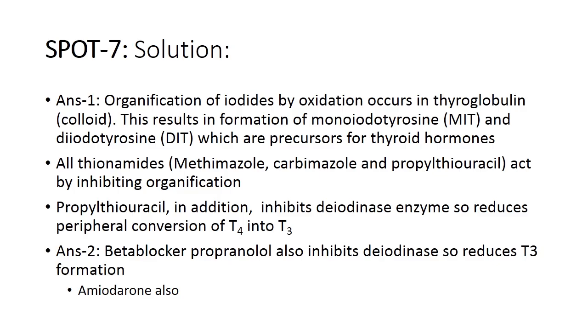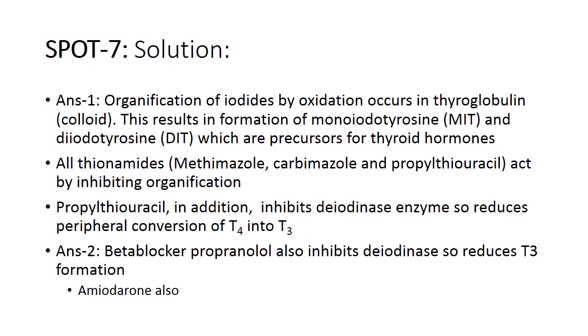Now the answer is: organification of iodides by oxidation occurs in thyroglobulin, which is colloidal, and this results in formation of MIT and DIT, which are the precursors for thyroid hormonogenesis. T3 and T4 are formed from MIT and DIT combinations.